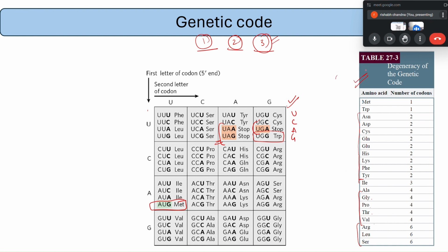So degeneracy, as we have studied, is one amino acid coded by more than one codon. So this table explains the degeneracy of the genetic code, and this is how we write the genetic code for the different amino acids.